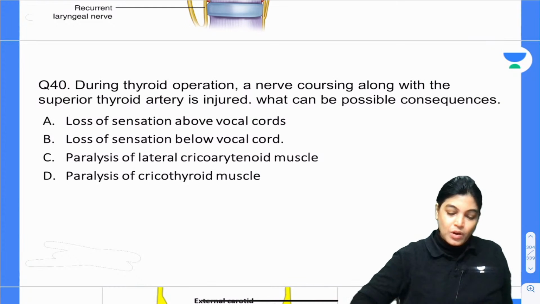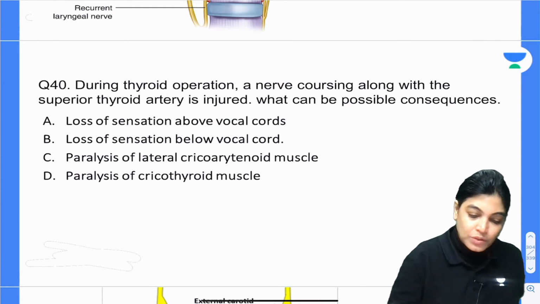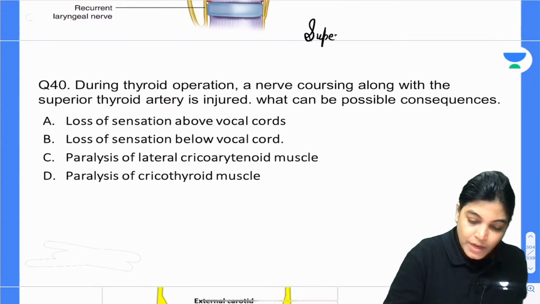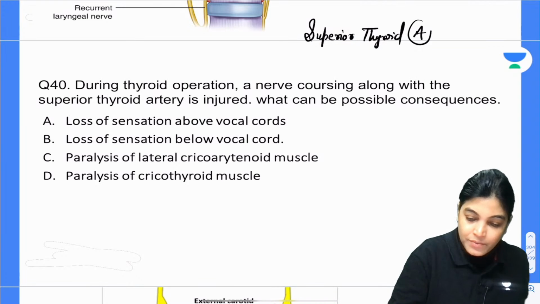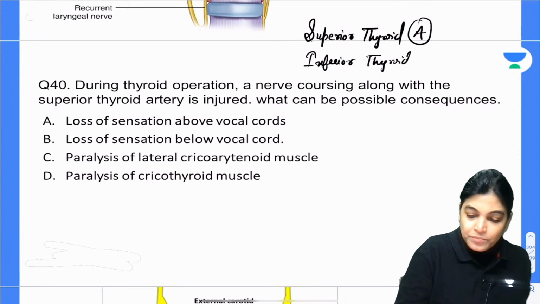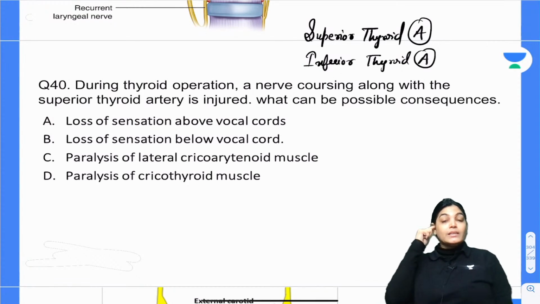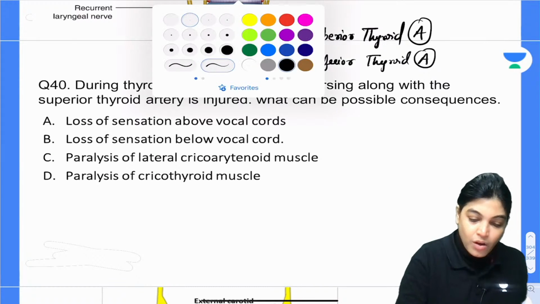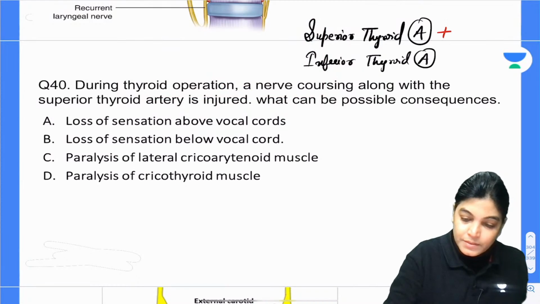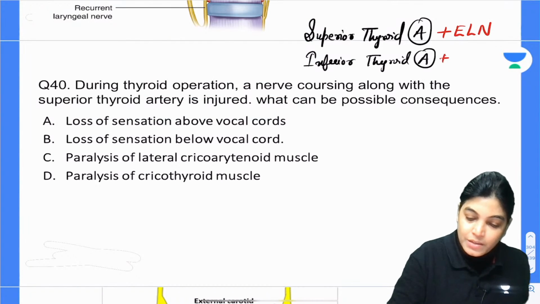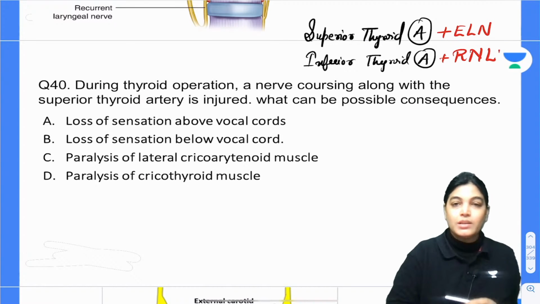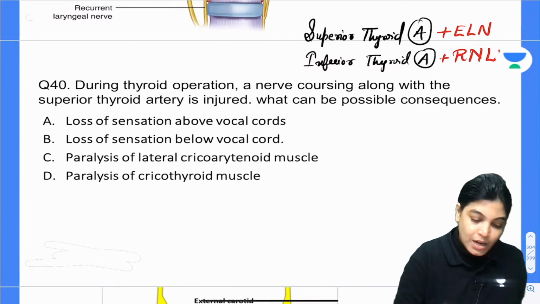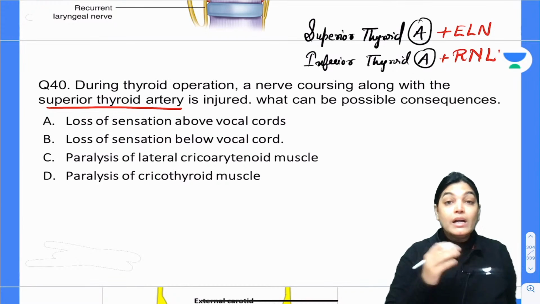Actually for solving this MCQ rightly, you have to know the thyroid arteries: we have got superior thyroid artery and inferior thyroid artery. When we want to remove the thyroid gland, we have to keep in mind the important nerves related with these arteries. Superior thyroid artery is running along with external laryngeal nerve, and inferior thyroid artery is running along with recurrent laryngeal nerve. In this case, superior thyroid artery is ligated, so the nerve which will be injured.